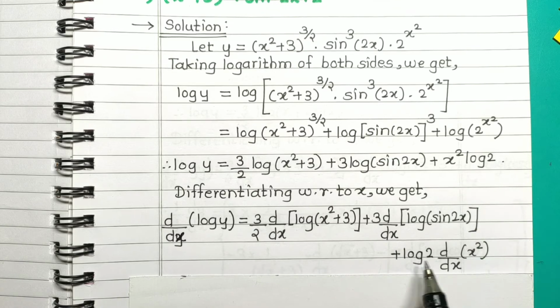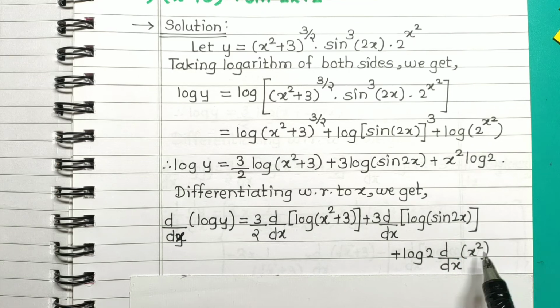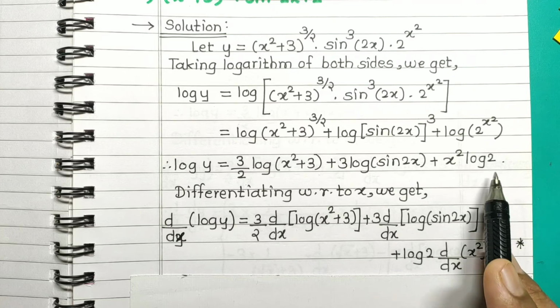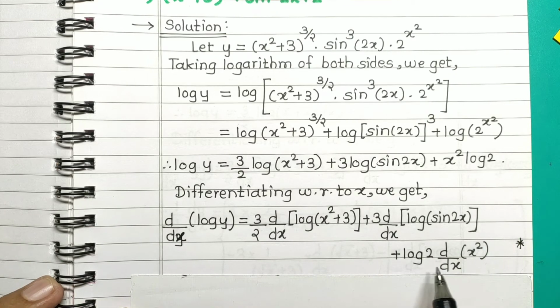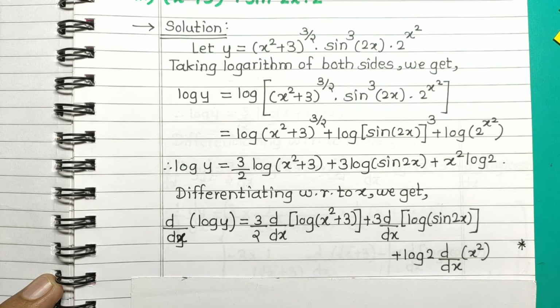So keeping log 2 constant, log 2 into d by dx of x square. So you note this step very carefully. Log 2 is a constant. Note it properly. Now let's evaluate all these derivatives in the next step.